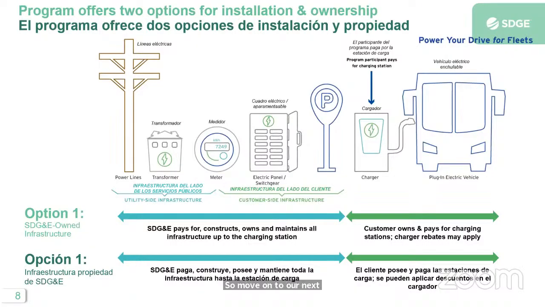And so we currently have two program options. This is a customer choice program. Our first offering is option 1, which is referred to as SDG&E owned infrastructure. This is also commonly referred to as the no cost option. As you can see from the first bar here, let's say you're ready to move forward with the program. You're interested in electrifying your fleet and driving electric, and you're ready to have all the conduit installed. For option 1, everything that you see here in teal, SDG&E pays for, constructs, owns, and maintains, all of the infrastructure from the power line to just before the installation of the charger.